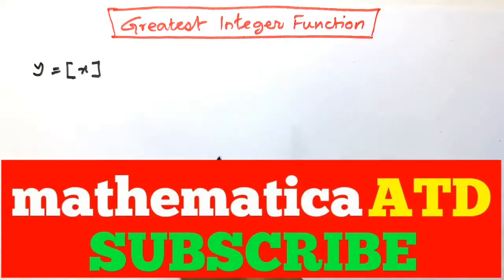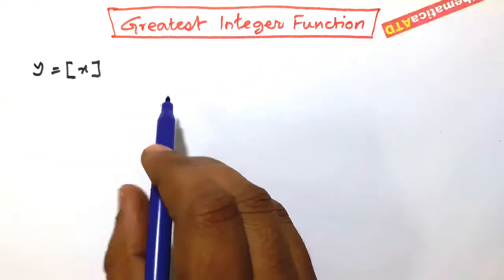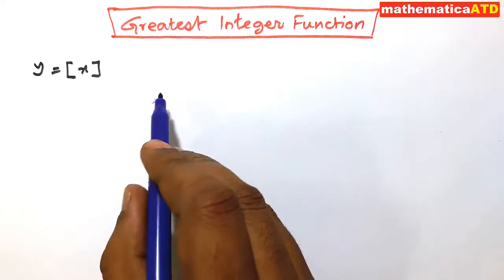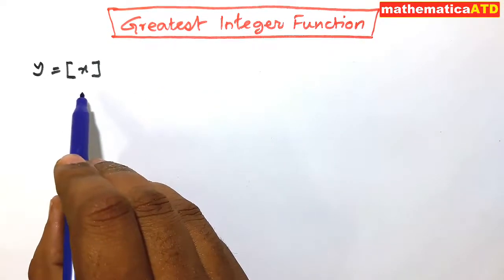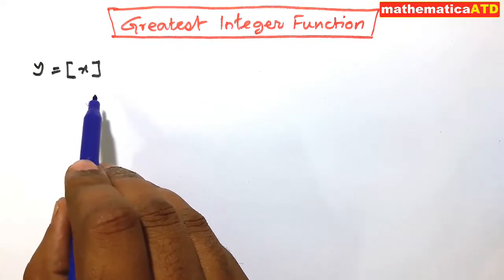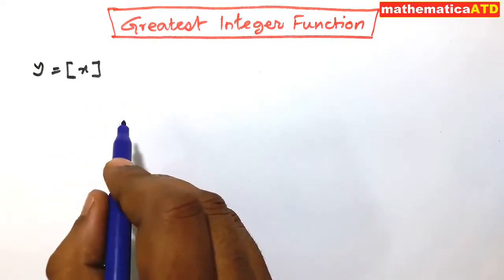Greatest integer function, let y is equal to square bracket of x. This square bracket of x indicates the integral part of x, which is the nearest and smaller integer to x. It is also known as the floor of x.